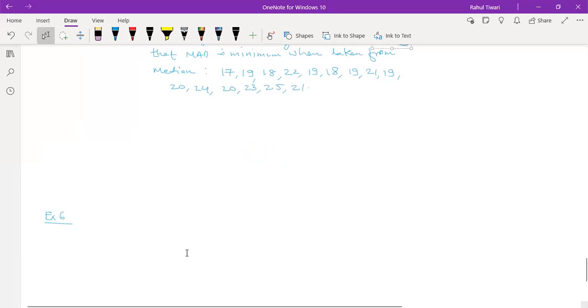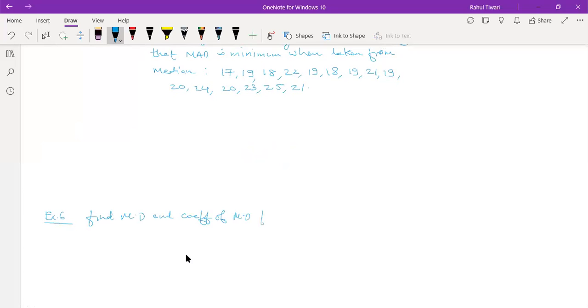Or you may try one, I can say, a simple example, not a very big example. Like this. Find MD and coefficient of MD from the following data.